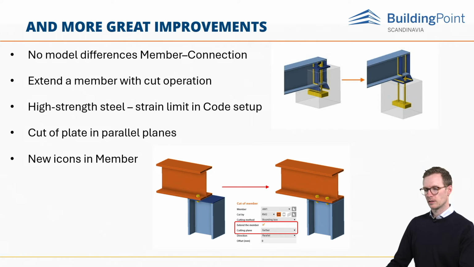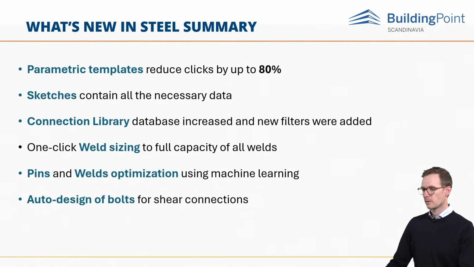Also, cut-off plane in parallel planes will make it much easier to model connections, and there are some new icons in the member application. So here is a summary of what's new in the steel module. Parametric templates reduce the clicks by up to 80%. And within that, there are possibilities to make better sketches. And in the connection library database, there are more filters and more connections. You also have a one-click weld sizing to full capacity of all welds, if you choose to do that.